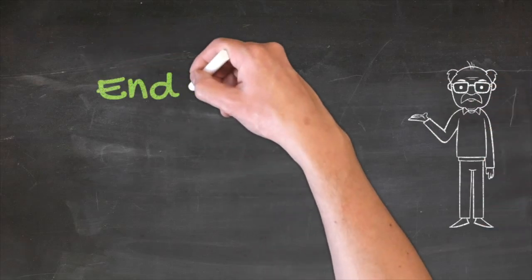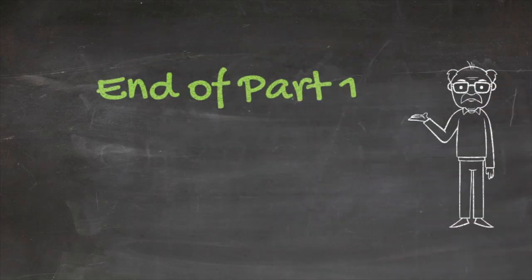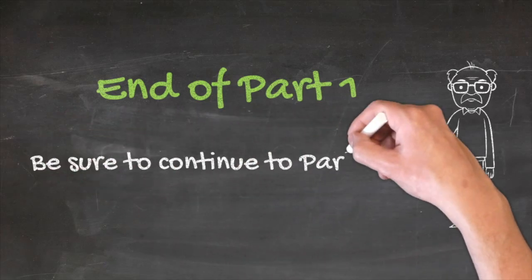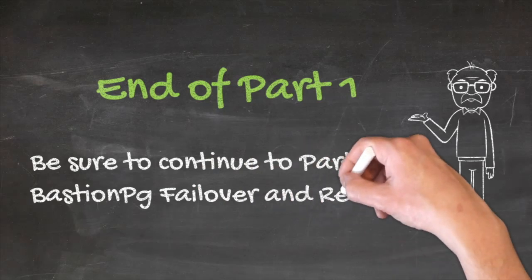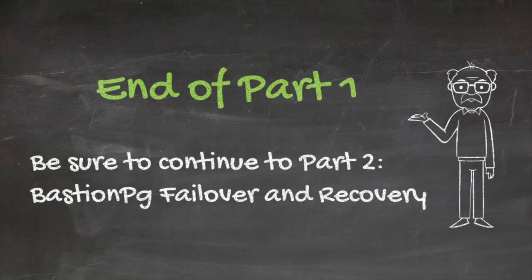This is the end of part 1, the basic introduction to BastionPg, and how easy it is to create a basic 2-node PostgreSQL high availability cluster with BastionPg. Make sure to check out part 2, where we demonstrate how BastionPg handles failover and recovery of both master and hot standby nodes with ease.